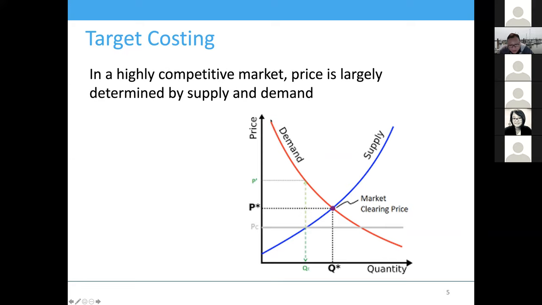The demand goes down, okay? The demand goes down. And eventually there is a point where they're equal, and that's the price, right? That's the price set up. So that's from economics, when the market is highly competitive, right? So this is pretty straightforward, right?